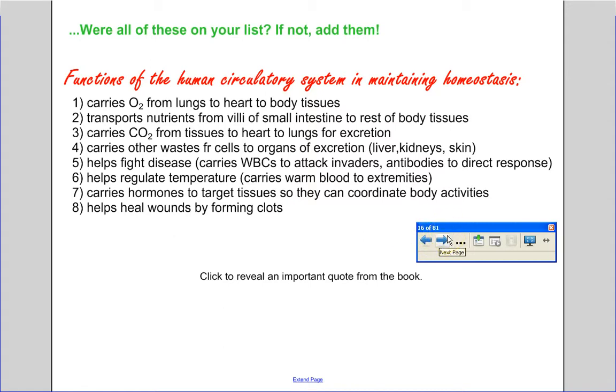So these are just some of the functions of the circulatory system. Would I ask you to list them all? No, but you should be able to think of what is floating around in your blood and some of the roles that your circulatory system plays.